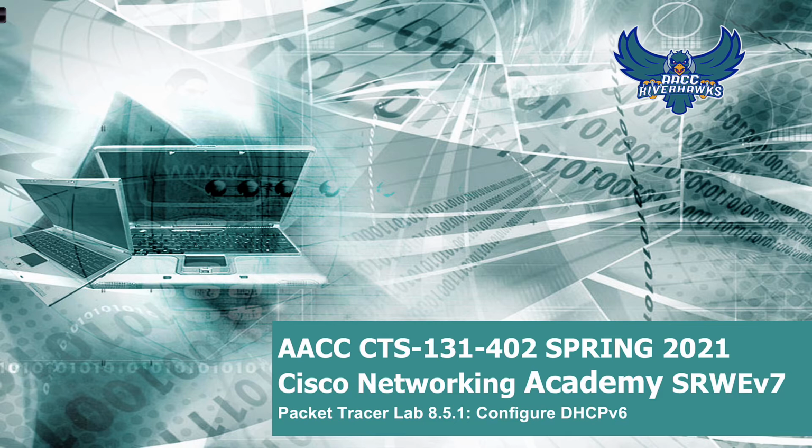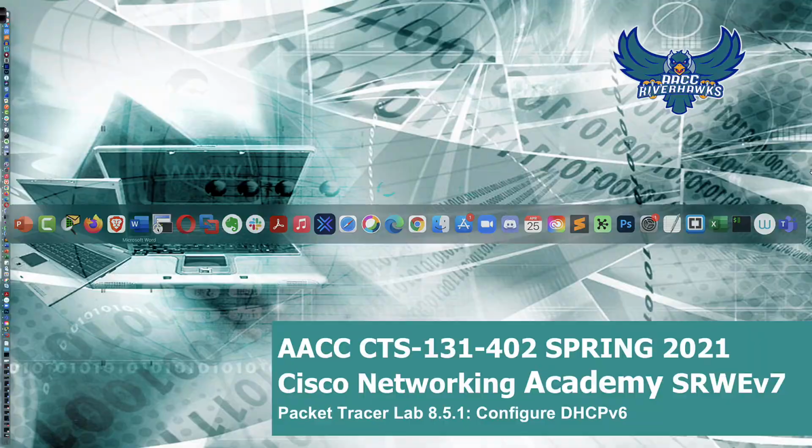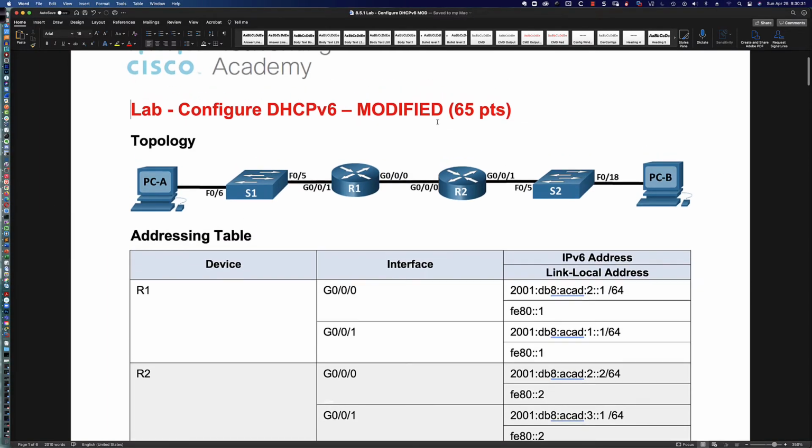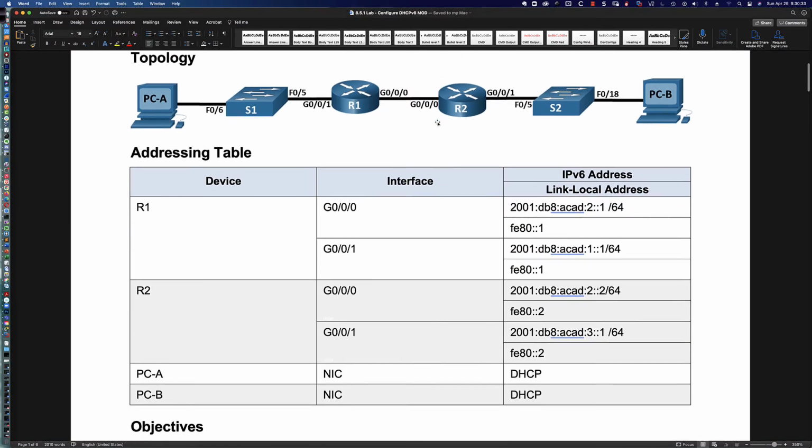This is the Cisco Networking Academy's Switching, Routing, and Wireless Essentials, or the SRWEv7 course curriculum. And in this activity, we're going to be taking a look at the modified in-class lab, which we'll be doing in Packet Tracer, and it's going to be lab 8.5.1, where we're going to be configuring DHCPv6.